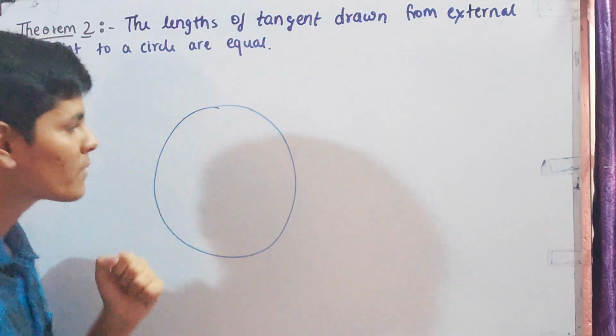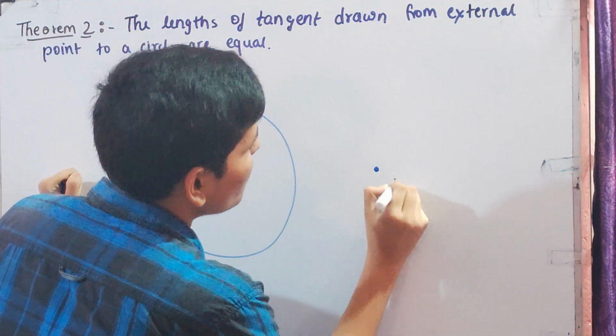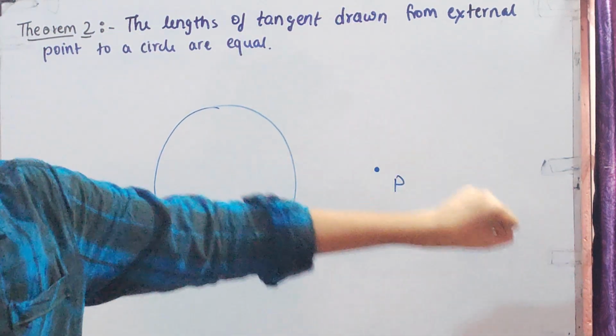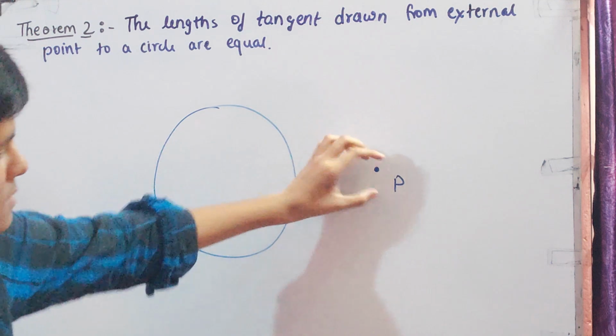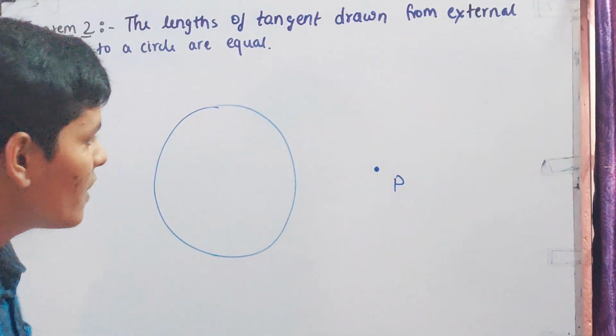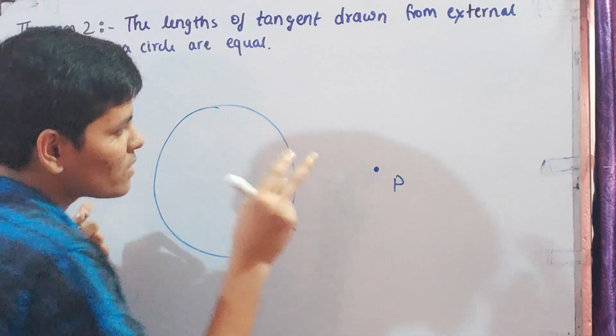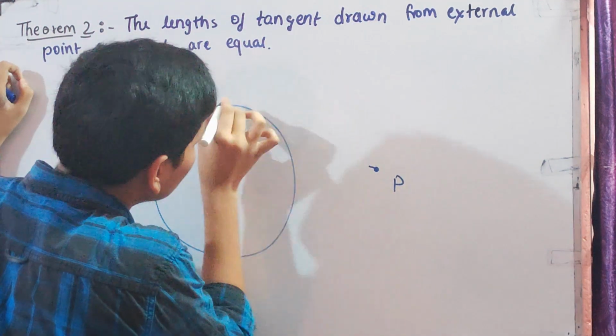This is a circle. We have a point over here, point P. The question is, from a point outside the circle, how many tangents can I draw? The answer is two tangents. One tangent we can draw like this.